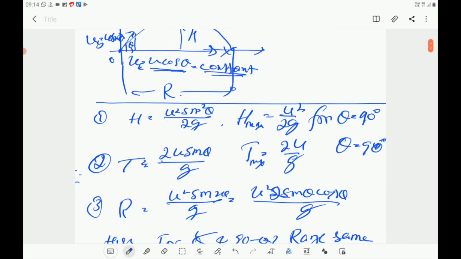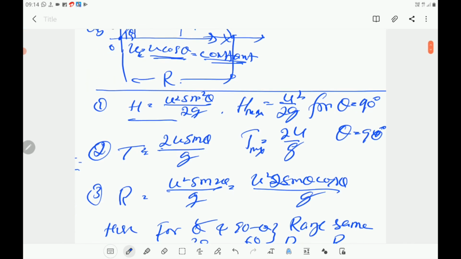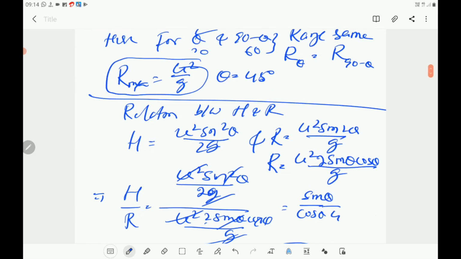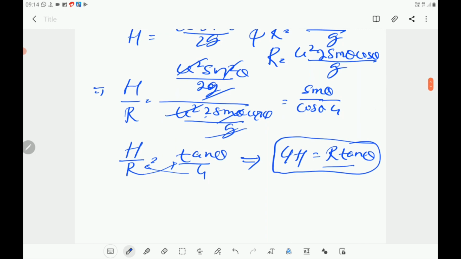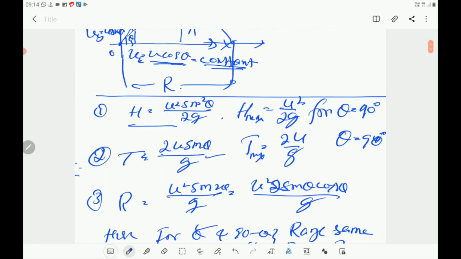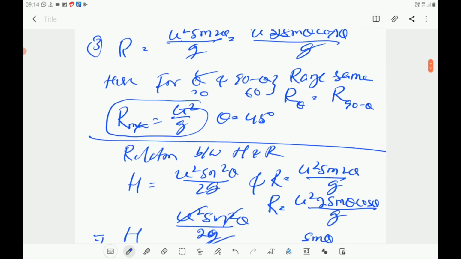Look, these are the relations. First one, height: u square sin square theta by 2g. Time of flight: 2u sin theta by g. And r: u square sin 2 theta by g. And the relation between r and h, that is 4h equals r tan theta, and also some of the important cases, when height or range or time of flight is maximum.